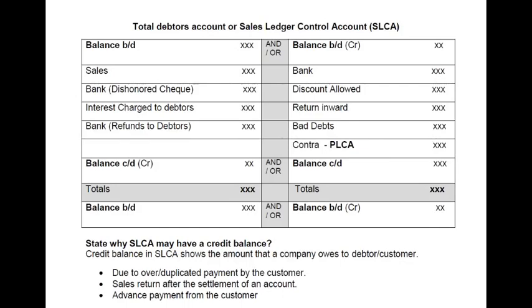So I hope we will be discussing this in future when we'll be solving the question. It will be much easier to understand. Now, what are the other transactions left? Bank dishonored check. Now, what does the word dishonored check mean? Dishonored check means the bank is unable to honor the check.